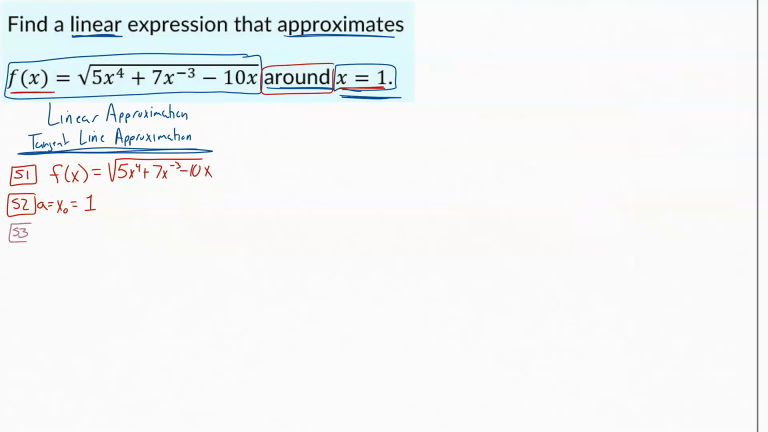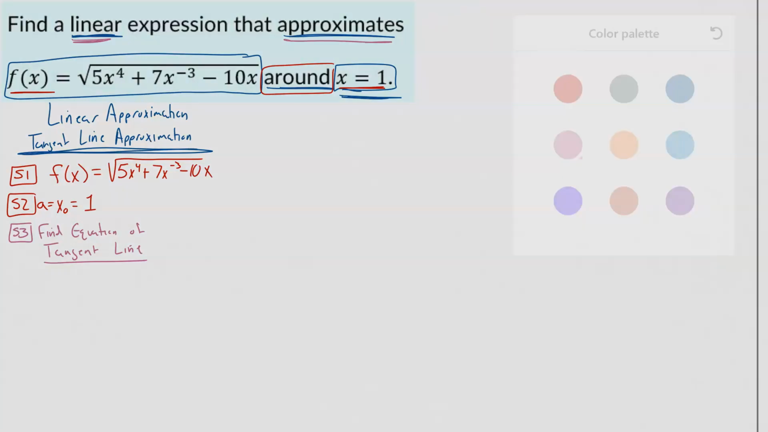So really what we do to find this linear expression, this linear approximation, is we just need to find the equation of the tangent line. And that, again, is just another process that we have to run ourselves through. So let's go find the equation of the tangent line. That equation of the tangent line is going to be our final answer.